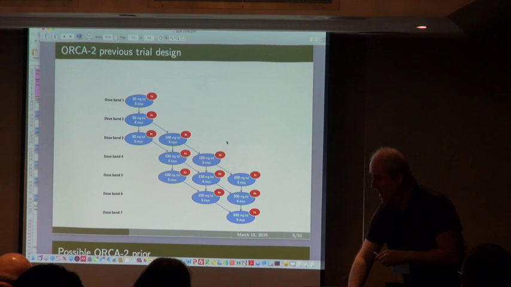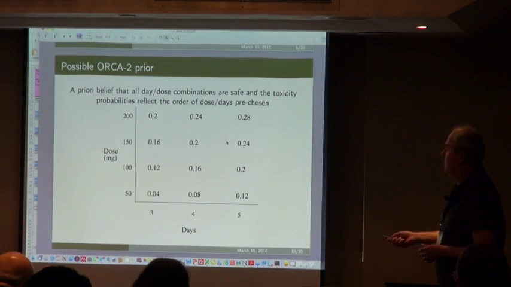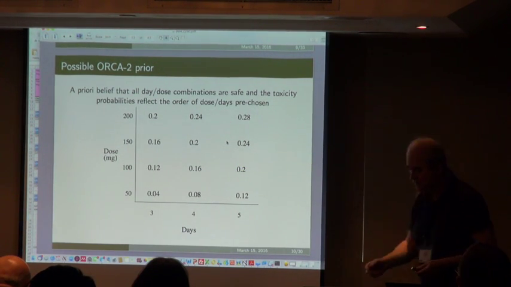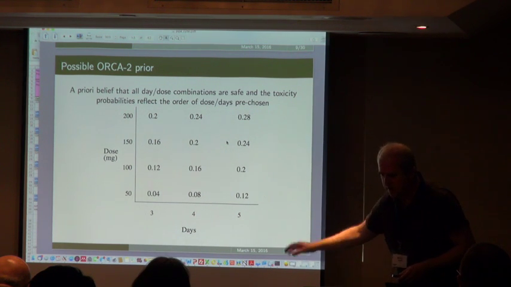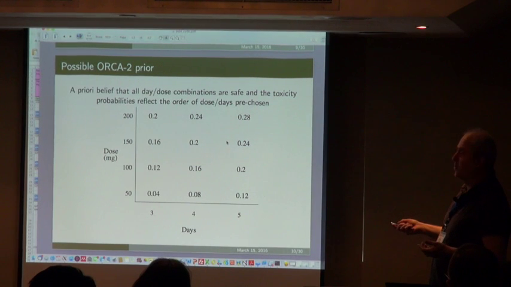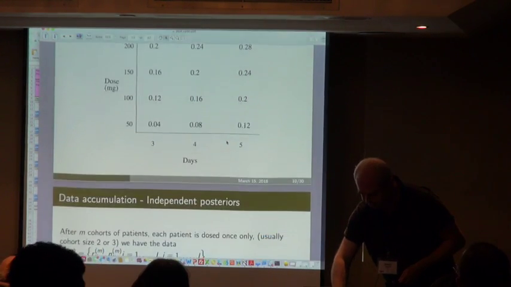And actually, we took this diagram and just translated it into a possible prior. So these are all the sort of pairs. When I was saying 200 mg 3 days is the same as 100 mg 5 days, I've given them the same prior belief. So there isn't much preference between those. So that's the prior that we set up for them. And like I said, the target toxicity level is 33%. We're saying every dose combination is safe enough to experiment at the start.